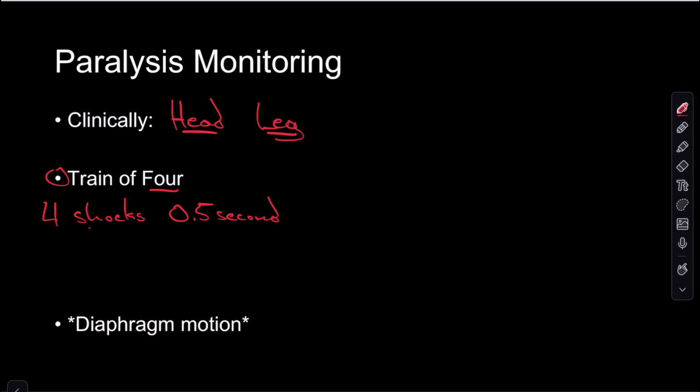So in a qualitative sense, there's 4 shocks that are delivered, so you could grade it between 0 out of 4 and 4 out of 4. If you deliver 4 shocks and you only feel their hand or their eye twitch once in response, that would be 1 out of 4. Where if you deliver 4 shocks and you feel a twitch in response to each of those shocks, that would be graded 4 out of 4. If you have one of the quantitative monitors, then that can report a value between 0 to 1.0.